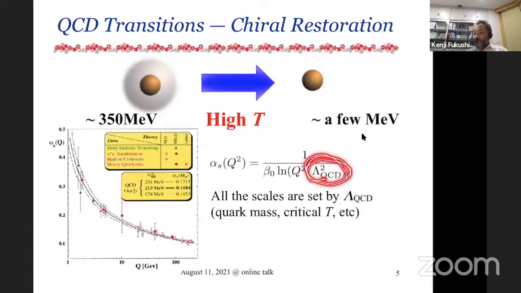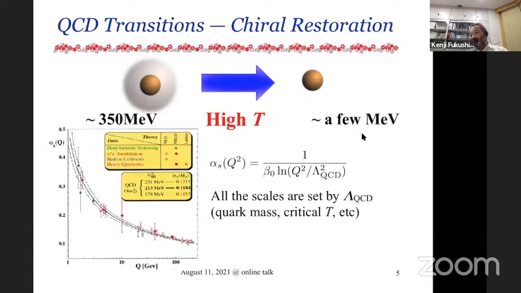This scale itself is not gauge invariant, so it is not really observable. However, it is still a very nice bookkeeping device to see the QCD physics, the typical scale of QCD interactions. All the QCD phenomena are characterized by this scale, lambda QCD, which is usually several hundred MeV. And this dynamical mass scale is indeed of order lambda QCD.